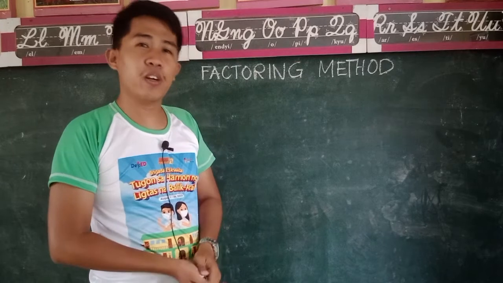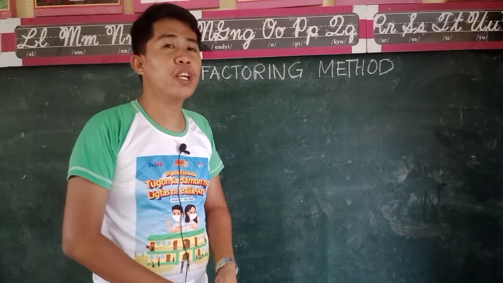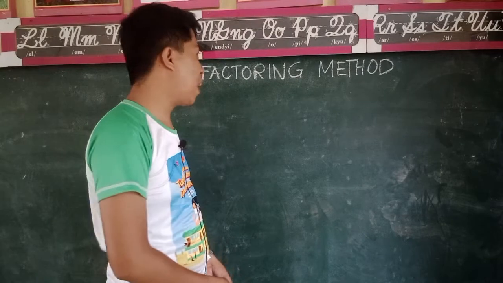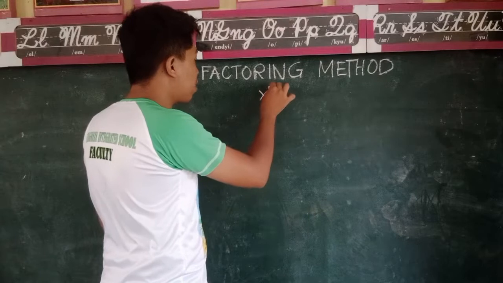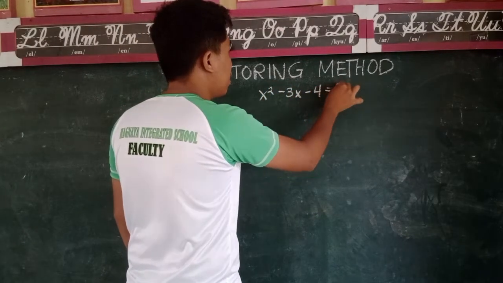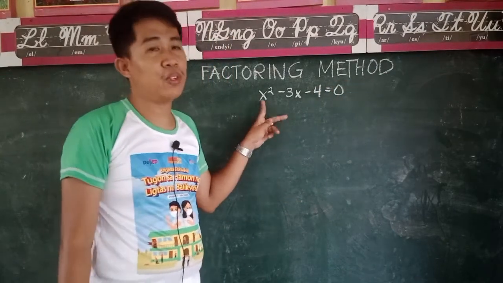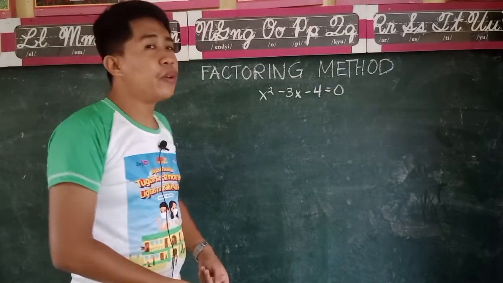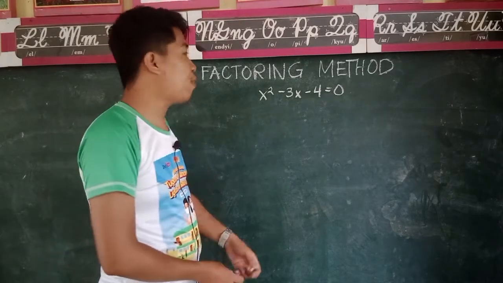So in this video, we are going to talk about solving for the roots of a quadratic equation using this famous method, the factoring method. Say, for example, we have x squared minus 3x minus 4 is equal to 0. This is an example of a quadratic equation because it has a degree of 2 and of course it is in the form of an equation. So how are we going to solve for the roots of this particular quadratic equation using the factoring method?